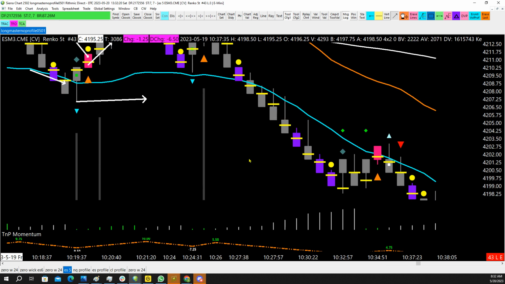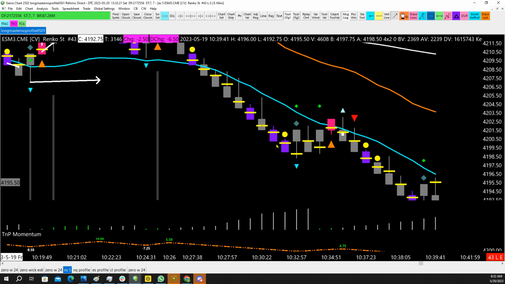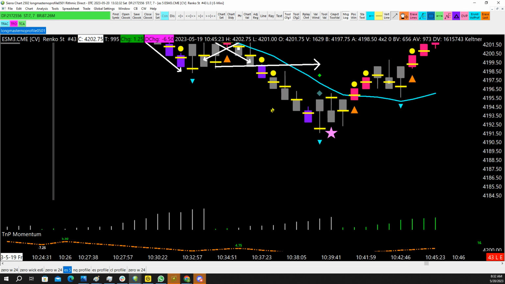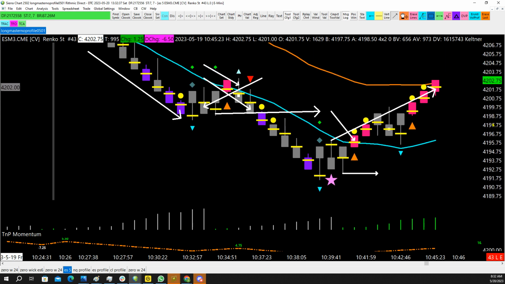Just going to go through the day. Again, purple bar, here's a stop. Pink bar, my stop goes right down here. That trade gets stopped. That's -4. Purple bar, pink bar, 4-point stop. Price goes up.